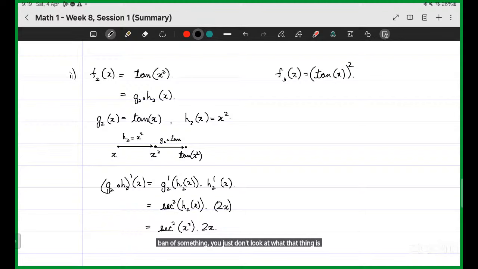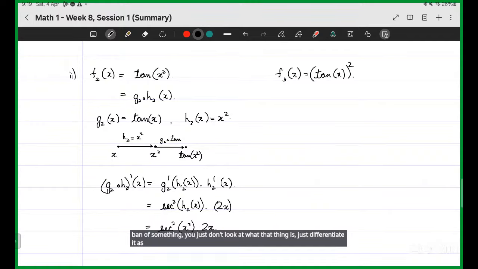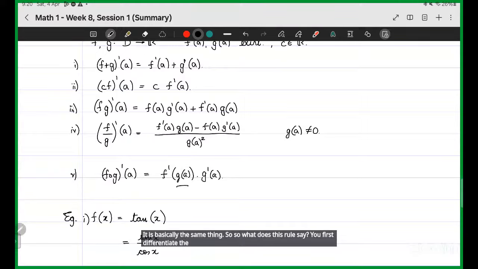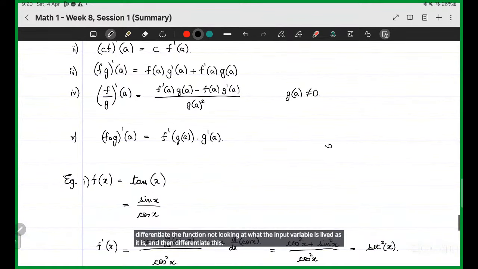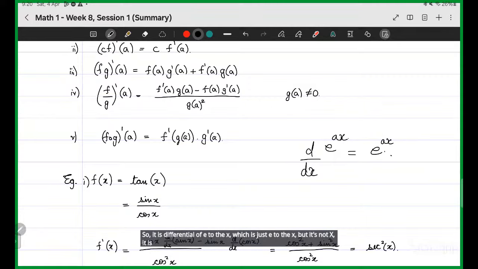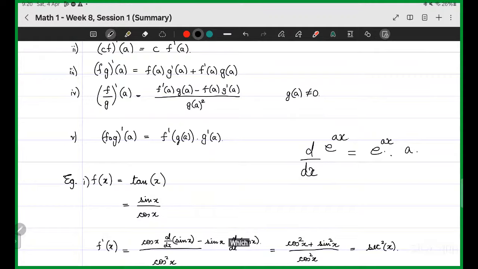You might have studied this as, when you have tan of something, you don't look at what that thing is, just differentiate it as the tan function, whatever is inside as it is, and then differentiate whatever is inside. It is basically the same thing. So what does this rule say? You first differentiate the function, leaving the input as it is, and then differentiate the inside. So for example, what would be the derivative of e to the ax? It is the derivative of e to the x, which is just e to the x, but it's not x, it is ax. And then I differentiate ax, which gives me a. So that is a times e to the ax.